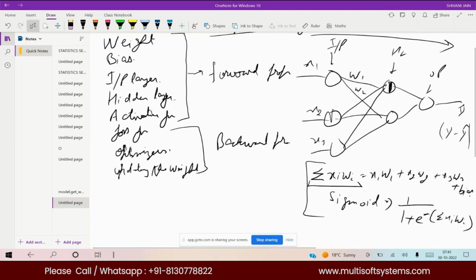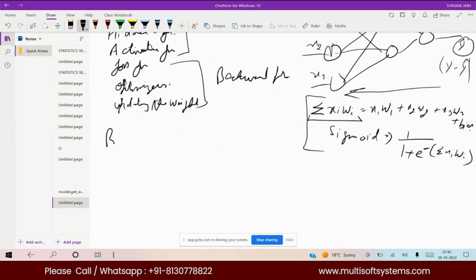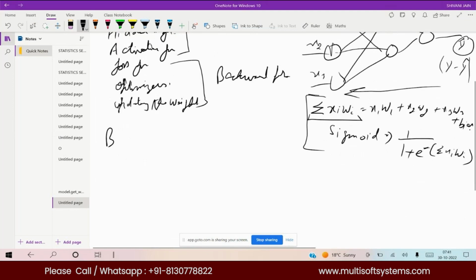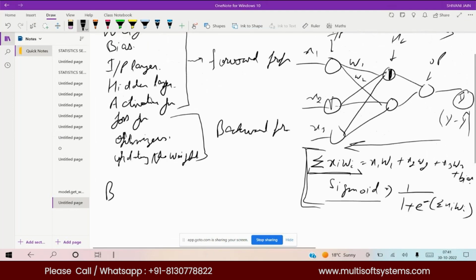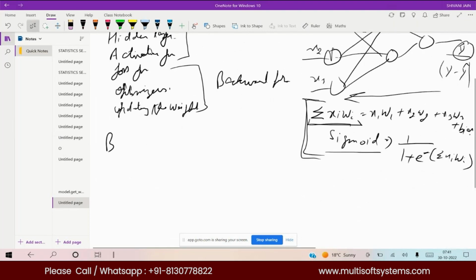Here you calculate the loss, and then comes the concept of backward propagation. Today we are going to discuss backward propagation. Forward is straightforward: this calculation happens, the activation function is applied and the loss is calculated. Only this happens in forward propagation. The actual mathematics happens in backward propagation.